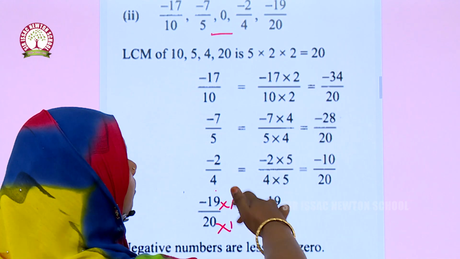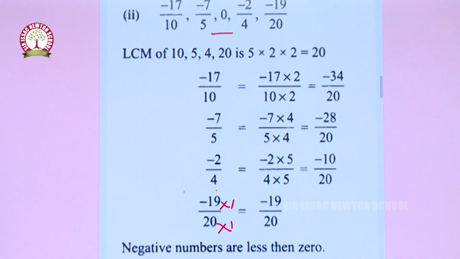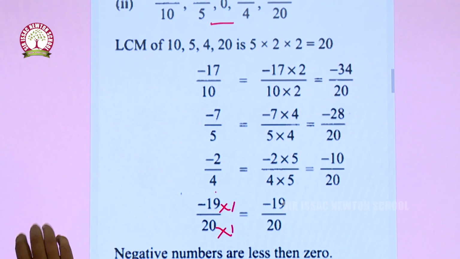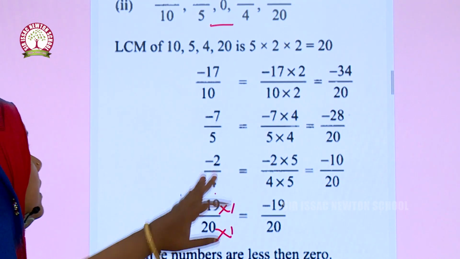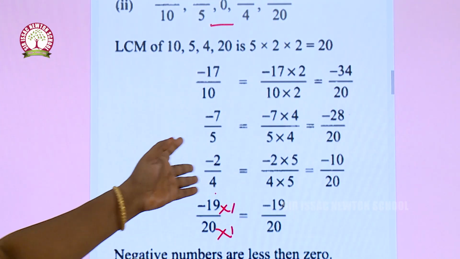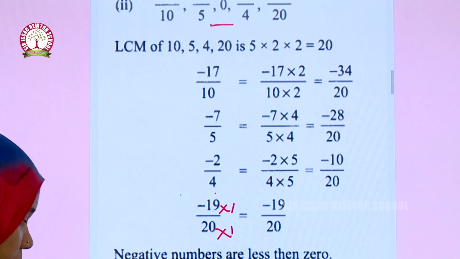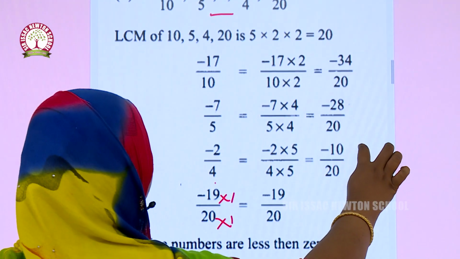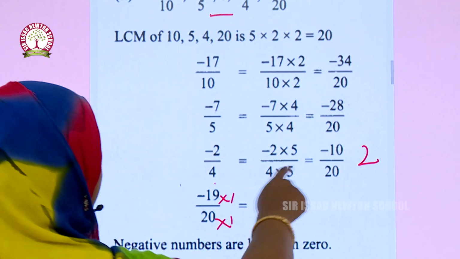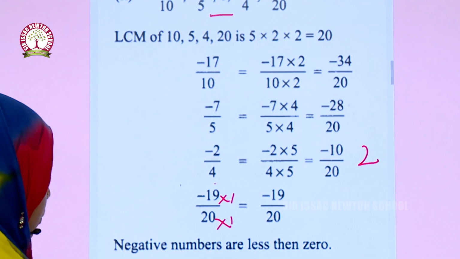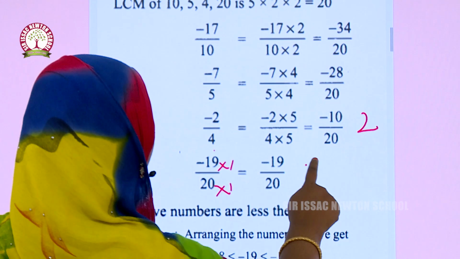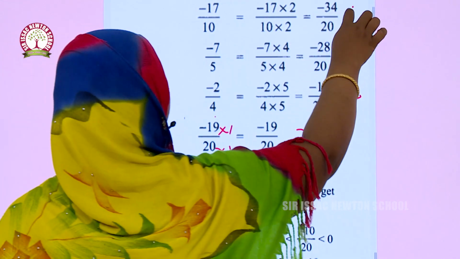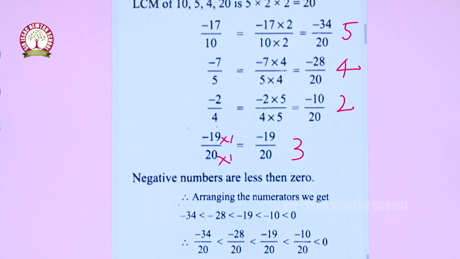Now we have the rational numbers with the same denominator, and we can compare them. In this, which is the greatest value? Always 0 is greater than a negative number, is it not? So in the descending order, the first value is 0. And then what is the next greater value? Minus 10, so the respective value is minus 2 by 4. The third value is minus 19 by 20, the fourth value minus 28 by 20, and the fifth value is minus 34 by 20.